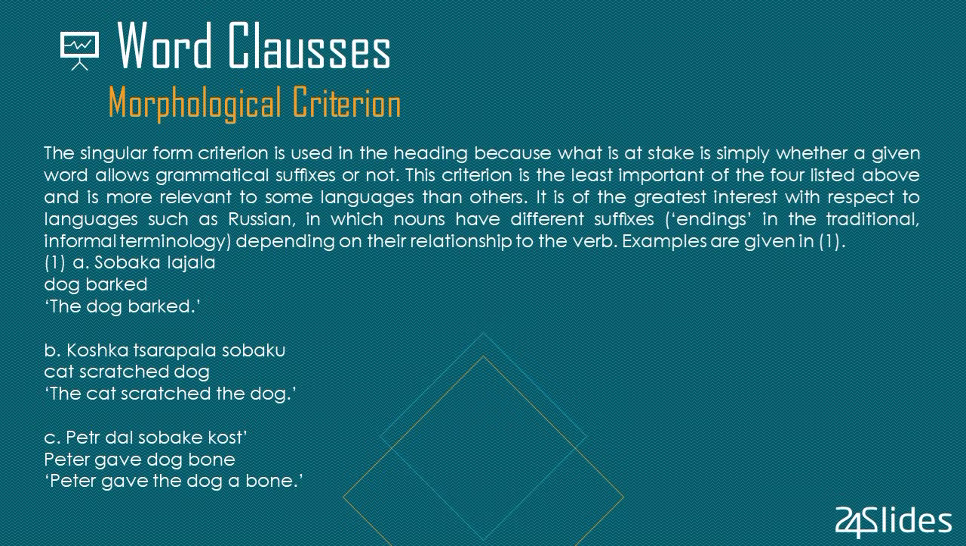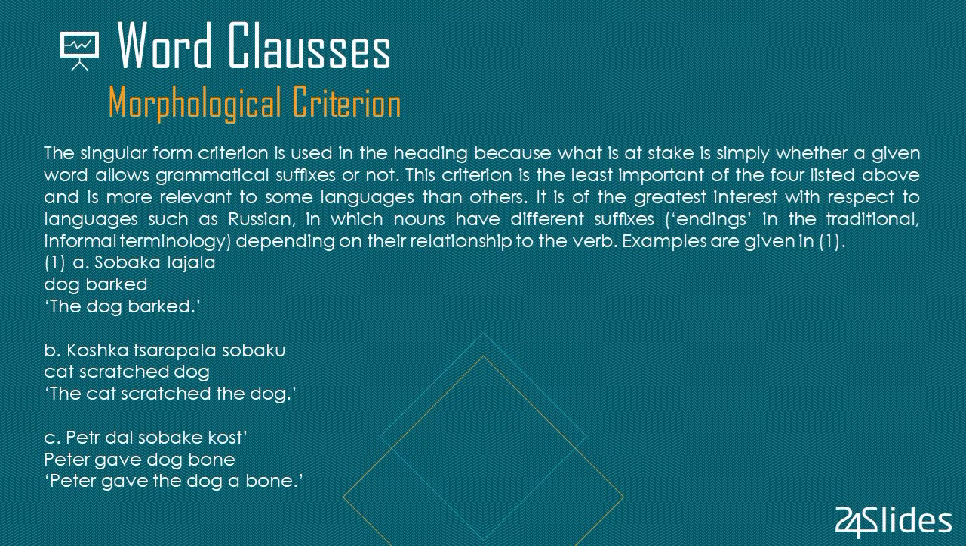Morphological criterion. The singular form criterion is used in the heading because what is at stake is simply whether a given word allows grammatical suffixes or not. This criterion is the least important of the four listed above and is more relevant to some languages than others. It is of the greatest interest with respect to languages such as Russian, in which nouns have different suffixes, depending on their relationship to the verb.